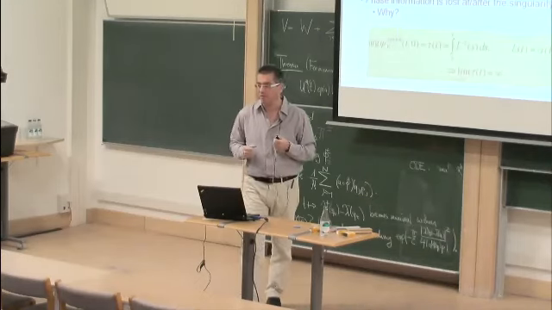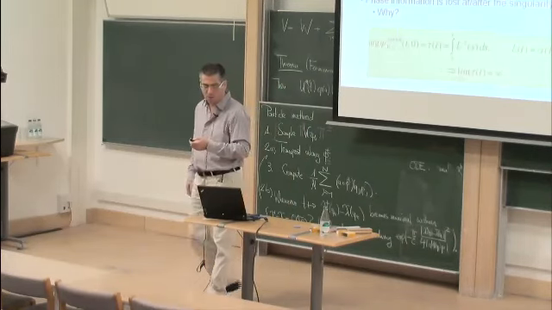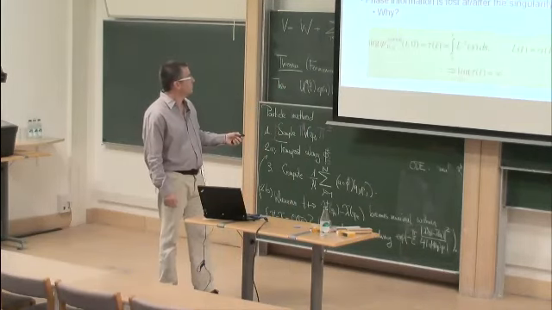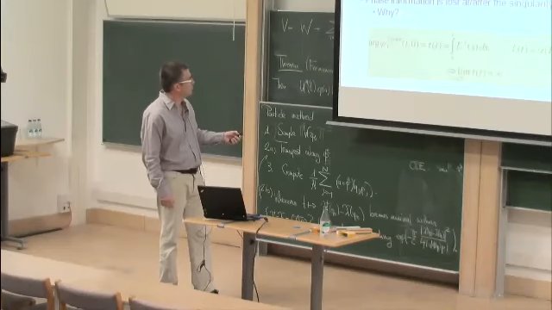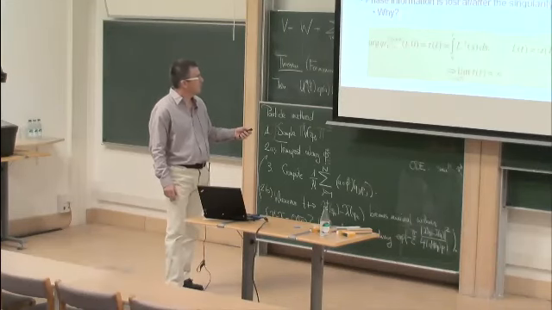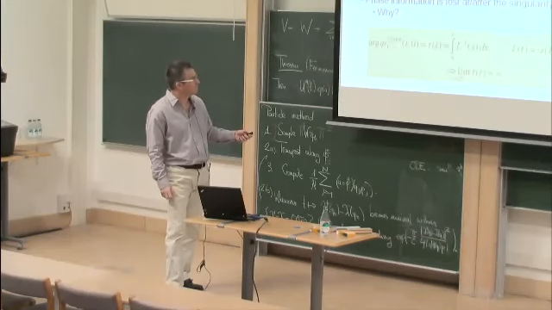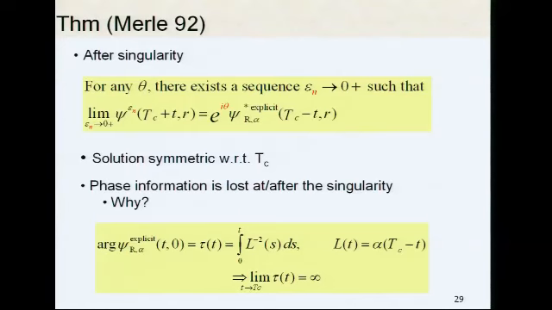Why is the phase information lost? Intuitively, the reason is as follows. If you look at this solution before the singularity, and you look at its on-axis phase, the phase at t equals 0, then it's the integral of L to the minus 2, and L is linear, and so this on-axis phase goes to infinity. So if at Tc it goes to infinity, after Tc it goes to infinity plus something. So you just lose the phase information.